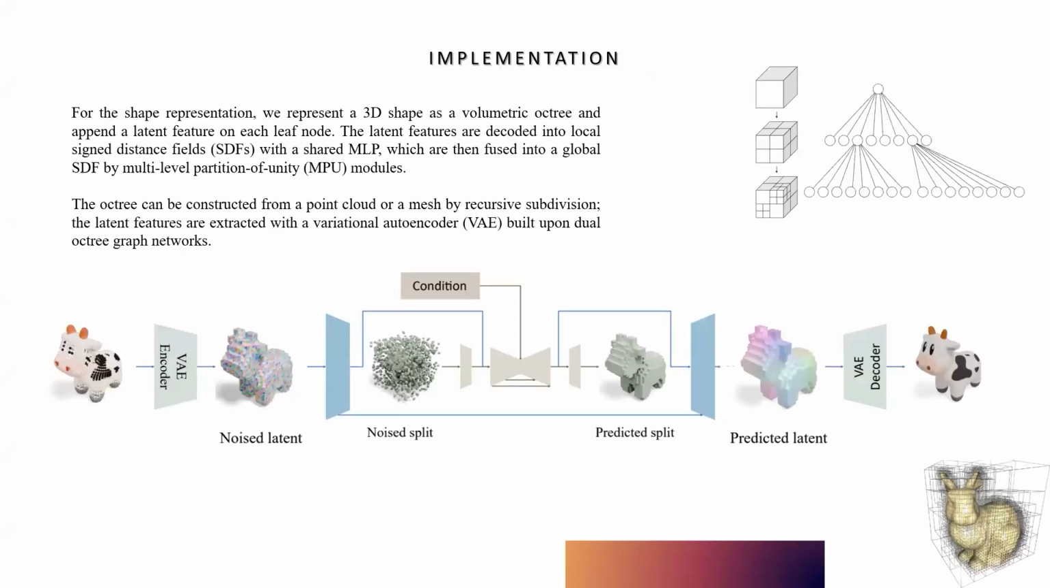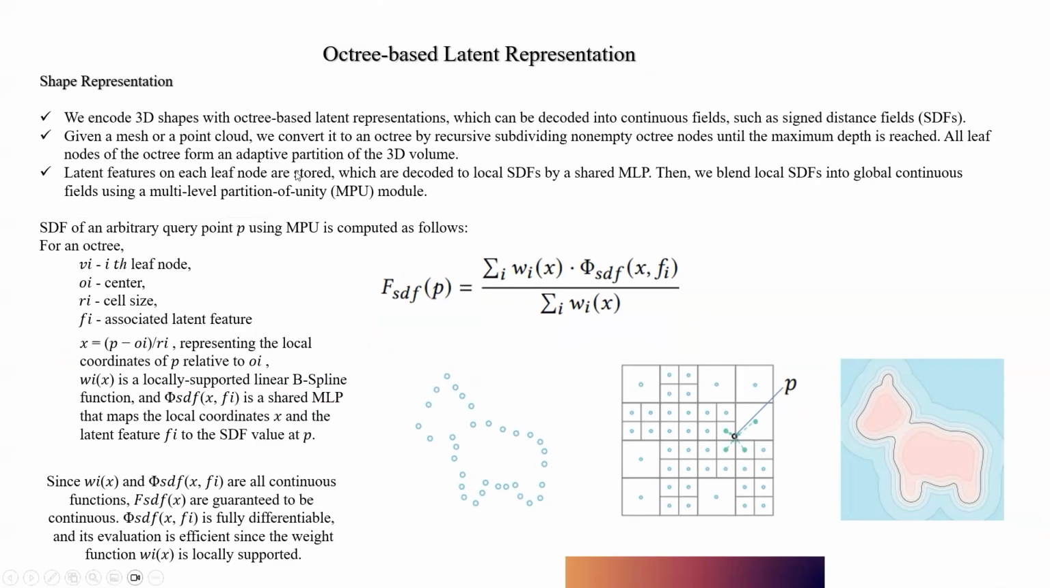And this paper is implemented using latent features that are decoded into local signed distance fields with a shared multi-layer perceptron, which are then fused into a global signed distance function by multi-level partition of unity modules. The octree can be constructed from a point cloud or a mesh by recursive subdivision, and the latent features are then further extracted with a variational autoencoder that is built upon dual octree graph networks. The 3D shapes in these octree-based representations are decoded into continuous fields, which are called signed distance fields.